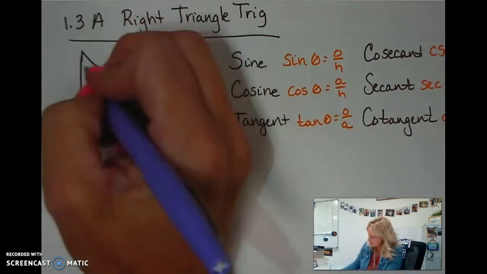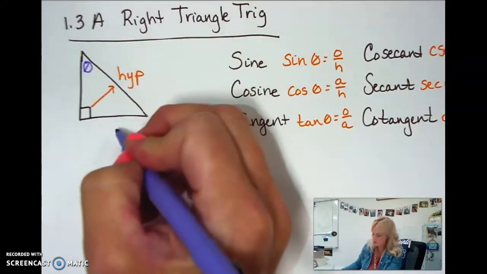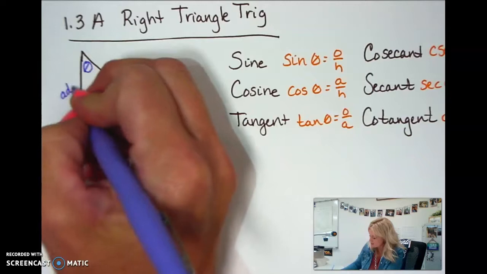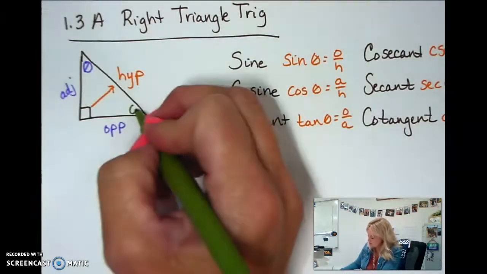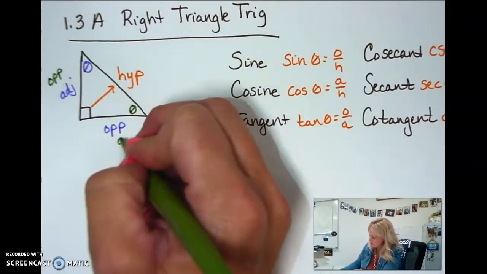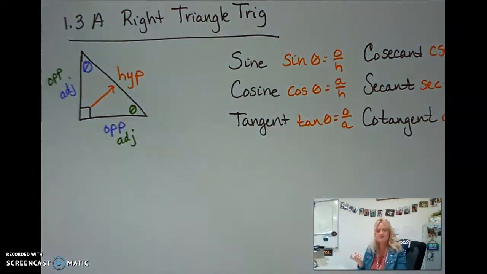If theta is up here in this angle, opposite then is across from it. Adjacent is right next to it. But if theta is down here in this corner, opposite now is over here and adjacent is over here. So that's really the only twist to this, is making sure you know where theta is.